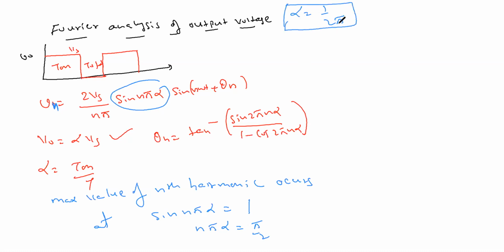This is the 1 point alpha. The duty cycle is alpha equal to 1 by 2n. Pi gets cancelled, so alpha equal to 1 by 2n. And another point here now, even this 2Vs by pi n, if you want you can substitute that also. Anyway, in problems you can do that value.